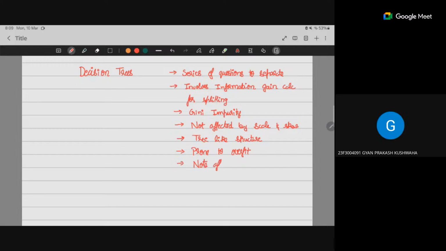Not affected by outliers. We used it in the random forest model. Okay, good. So it's used as a weak learner. Bayes estimator.